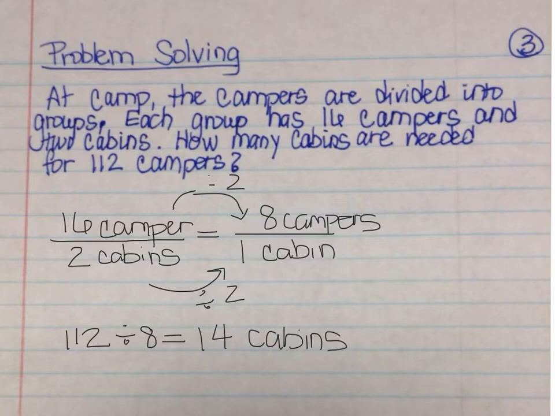Now remember when we're doing word problems, sometimes they are two-step. So you have to really go back and reread the question. What exactly is it asking? It wasn't asking me how many campers in a cabin. It was asking me how many cabins are needed if we have 112 campers. So that's why we had to do 2 steps. All right, let's move on to box number 4.